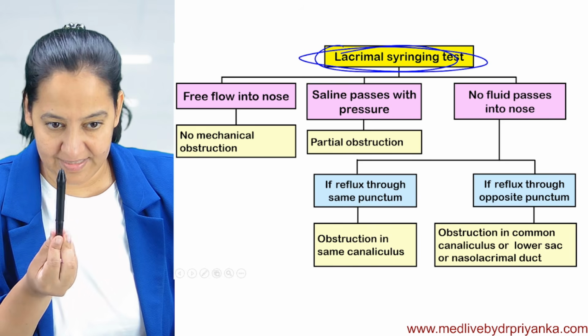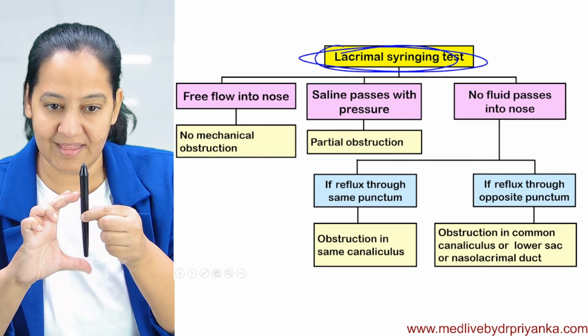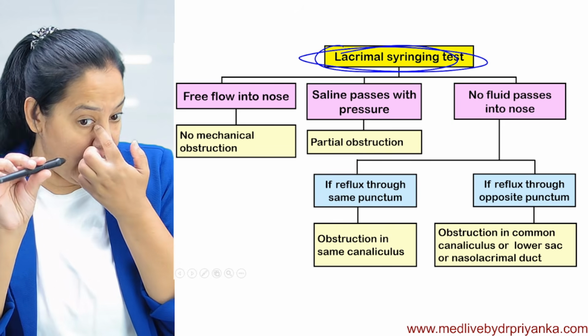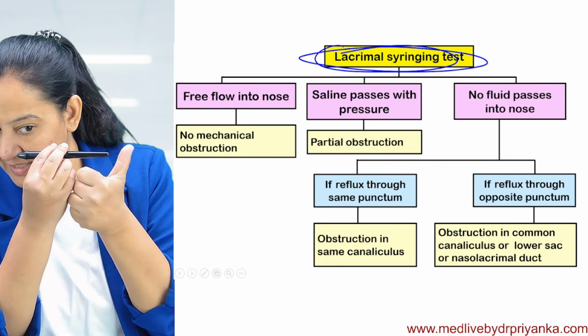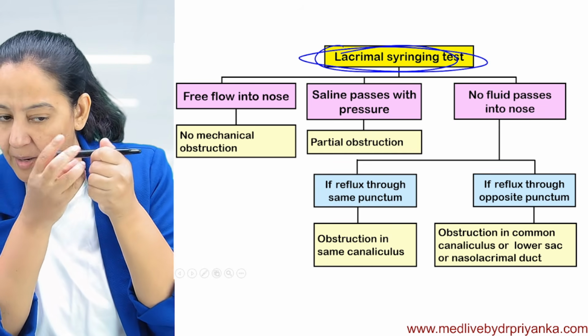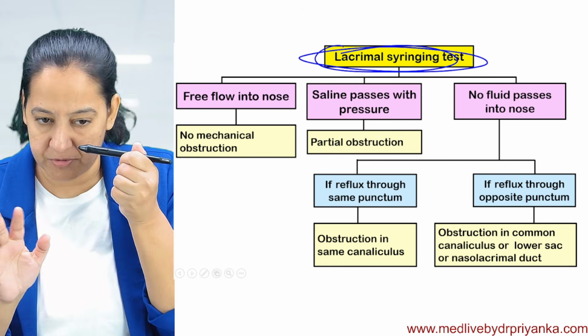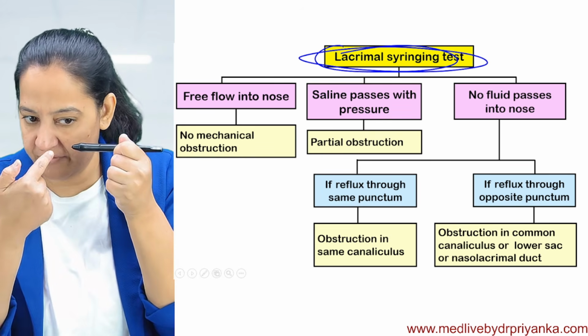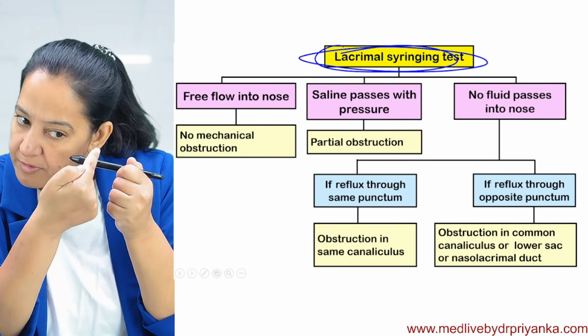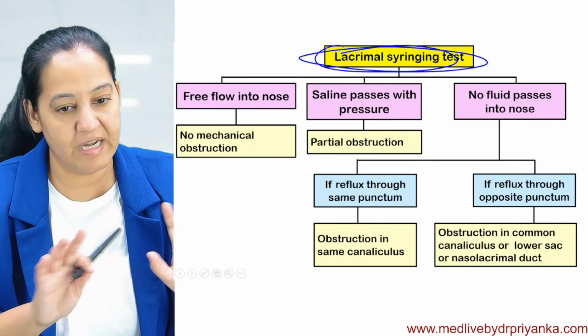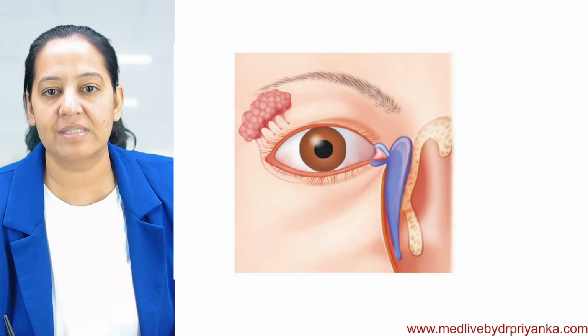So we are taking a syringe containing normal saline with a cannula ahead. We are injecting in the lower punctum and putting the saline. If saline is going freely and coming from the nose freely, there is no obstruction. If it is going with a resistance but coming from the nose, there is partial obstruction somewhere. But if it is not going at all and regurgitating from the same puncta or opposite puncta, it indicates complete obstruction. So this is the syringing test.